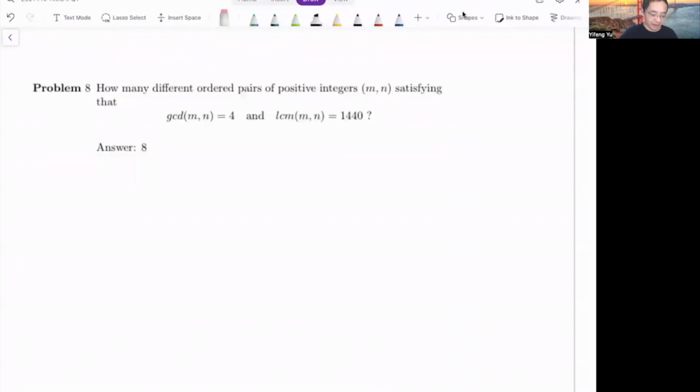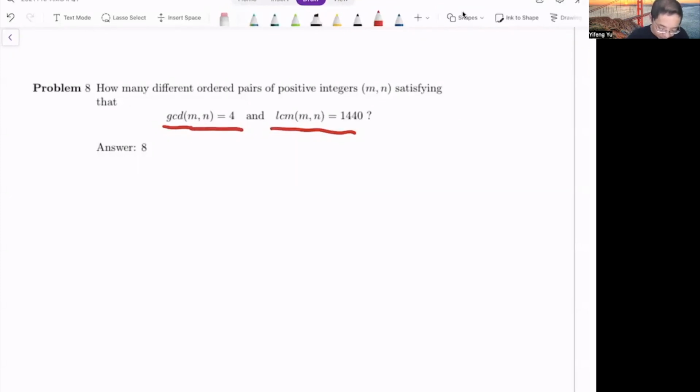Problem number 8. How many different ordered pairs of positive integers m and n satisfy that the GCD of m and n is 4, and the LCM of m and n, which is the least common multiple, is 1440?